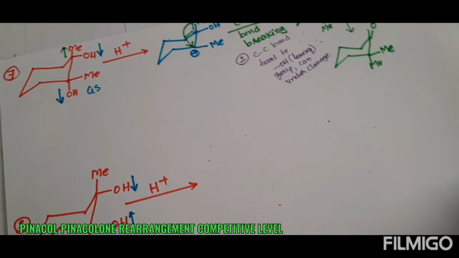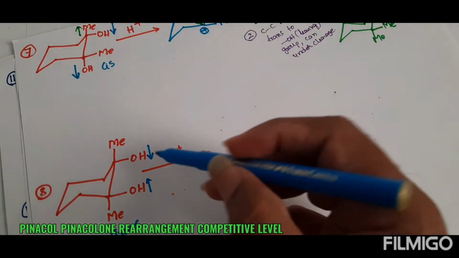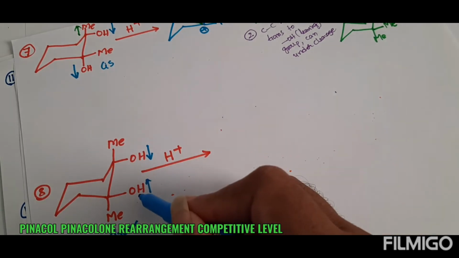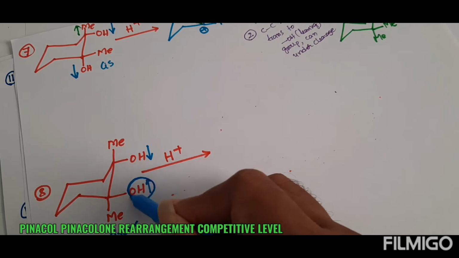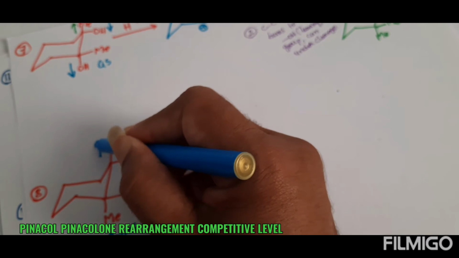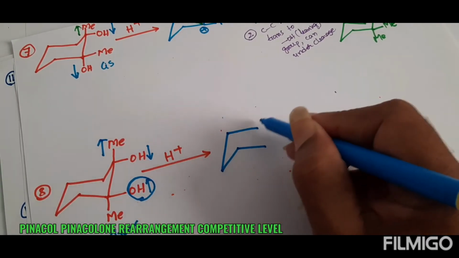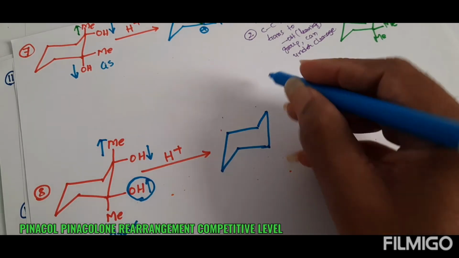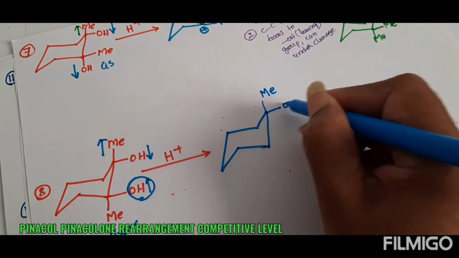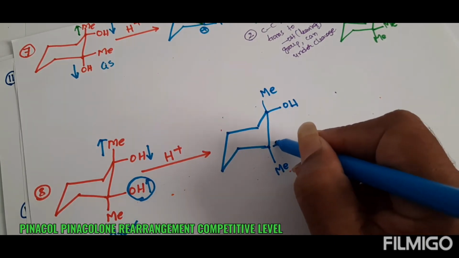Taking the next reaction, we will compare this molecule. Here the OH groups are trans. Suppose I want to remove the OH group from this carbon, and this is in this direction, right? Then what are the products formed first? Let's see. Here is methyl, here is OH group, here is methyl, here is the carbocation.